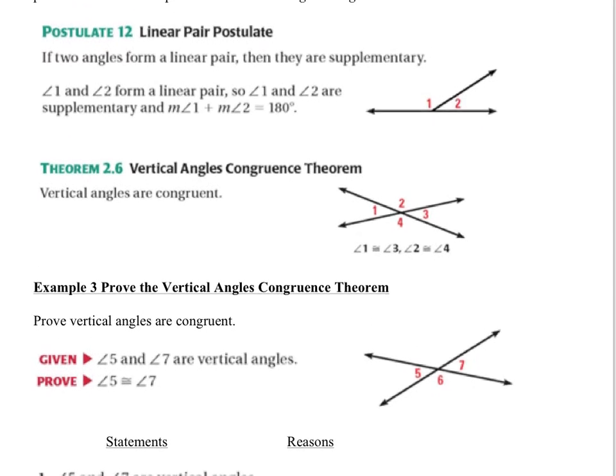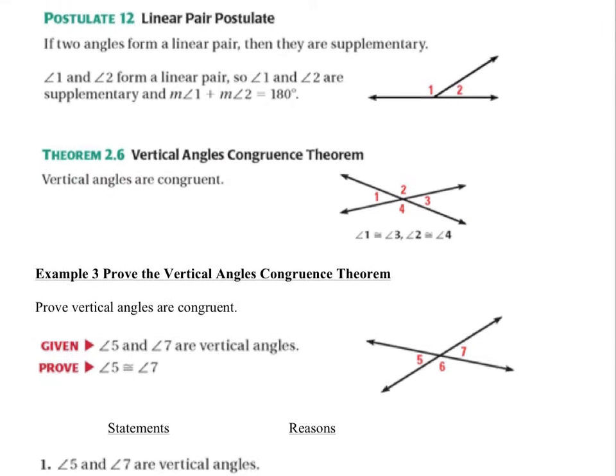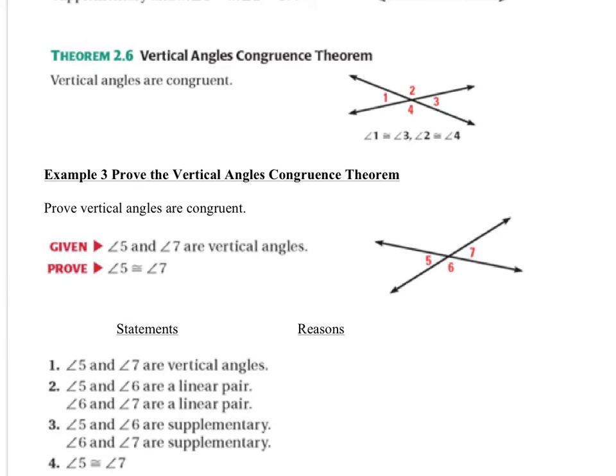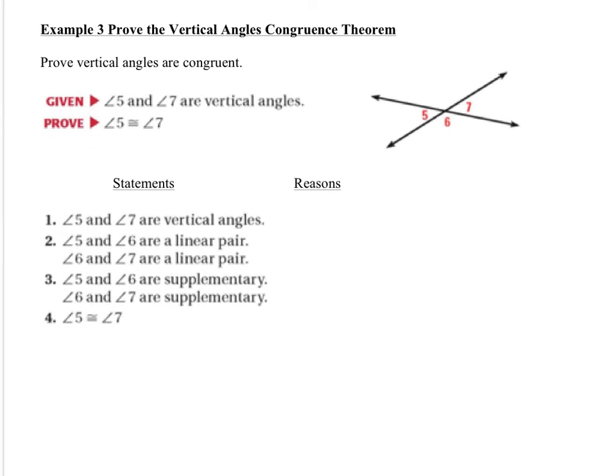So the first thing is that if I have two angles forming a linear pair, then they are supplementary. And the vertical angles congruence theorem states that vertical angles are congruent. We're going to prove that. So the first thing you need is a diagram. Label angles. And we're given that angles 5 and 7 are vertical angles. We're going to try to prove that 5 and 7 are congruent.